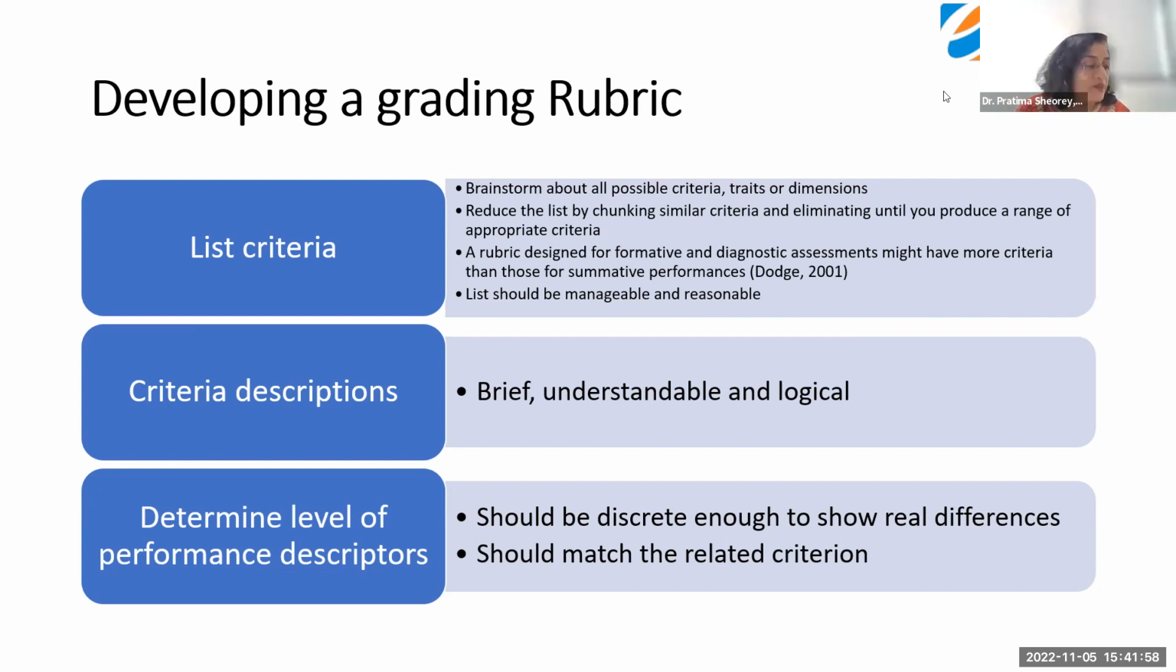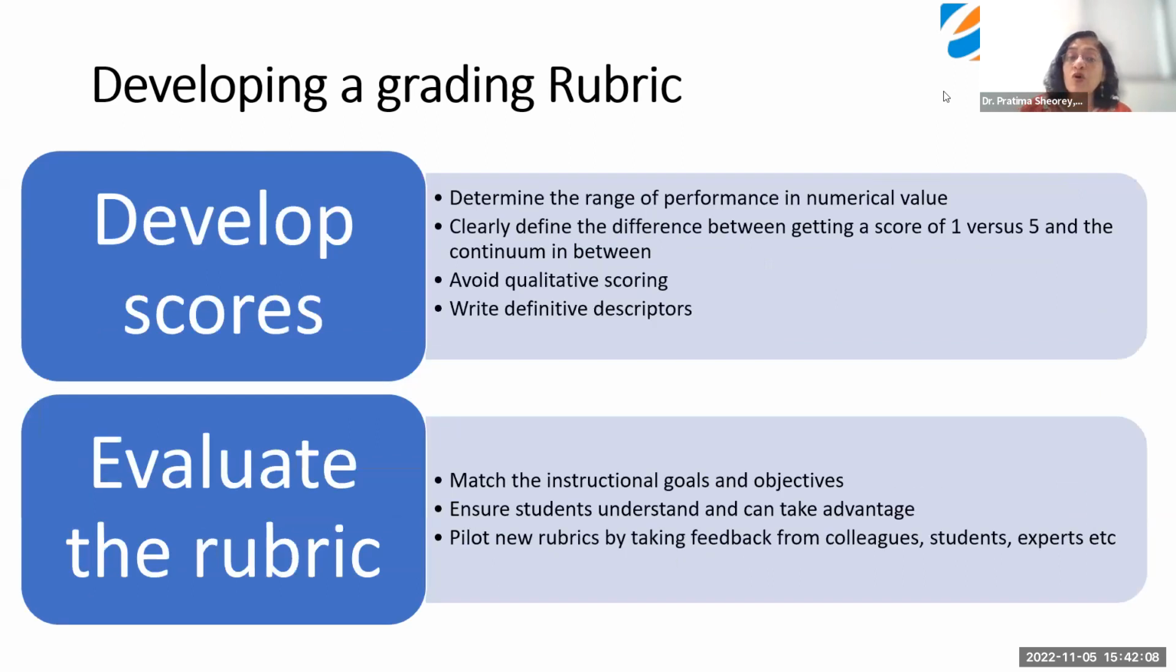If you've not told that to them, then it's a good idea to ensure that you work that into the assessment rubric, right? Now, develop scores, range of performance, right? So what's going to be 1, what's going to be 5, and what's going to be the continuum in between, right? No qualitative scoring, good, bad, ugly. No, no, no, right? And write definitive descriptors, very, very clear definitive descriptors.